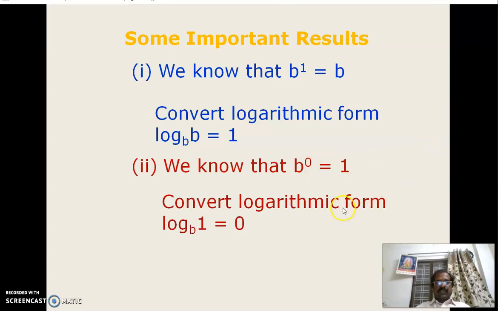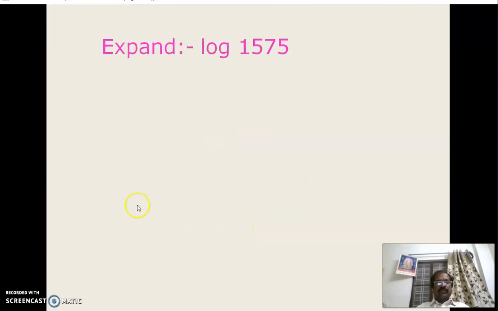So convert into logarithmic form again. Log 1 to the base b is equal to 0. This means whatever the base, log 1 is always 0. We can do some problems using these properties of the logarithm.